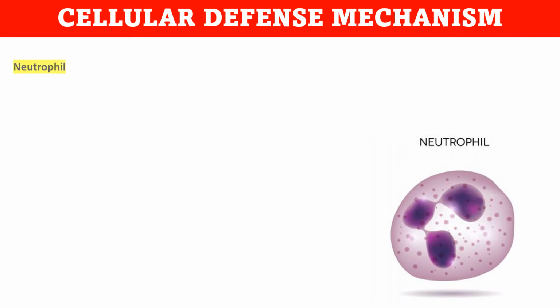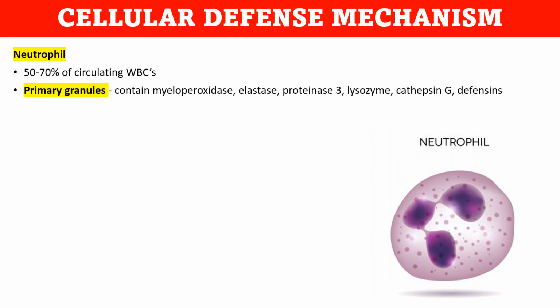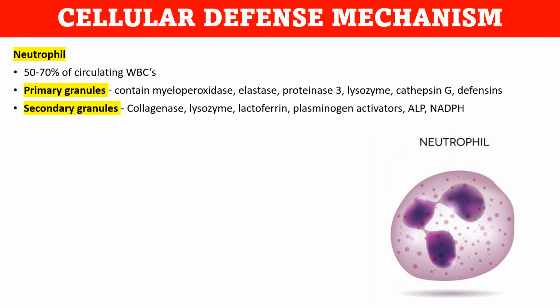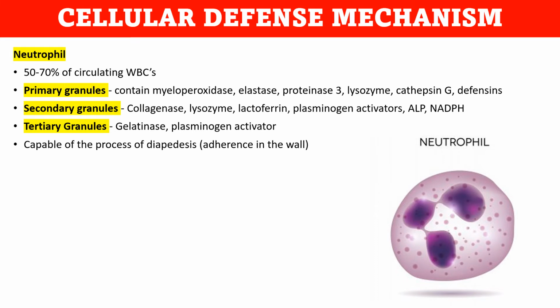Cellular defense mechanism. The first cell in the cellular defense mechanism is the neutrophil, which makes up 50 to 70% of circulating white blood cells. Primary granules contain myeloperoxidase, elastase, proteinase 3, lysozyme, cathepsin G, and defensins. Secondary granules include collagenase, lysozyme, lactoferrin, NADPH, etc. And tertiary granules include gelatinase and plasminogen activator, capable of the process of diapedesis, adherence in the cell wall.